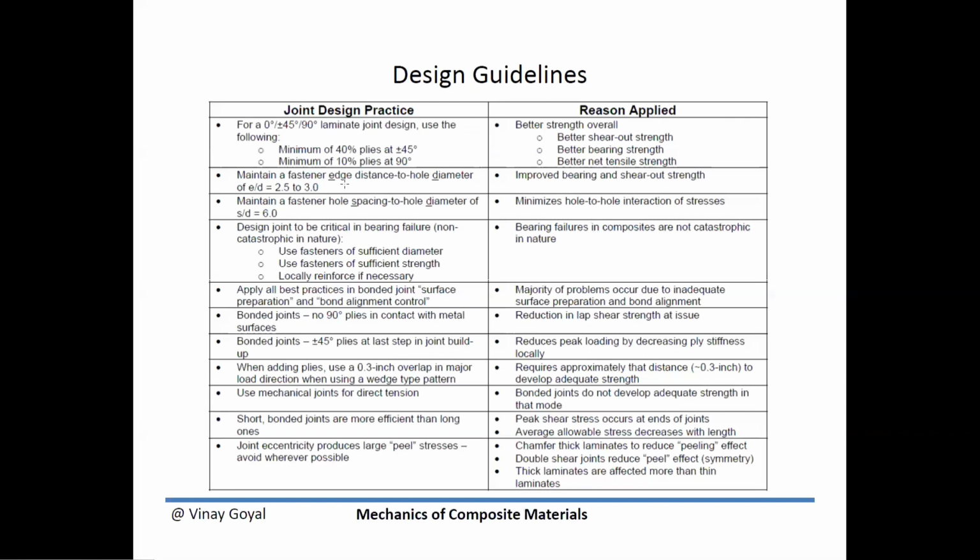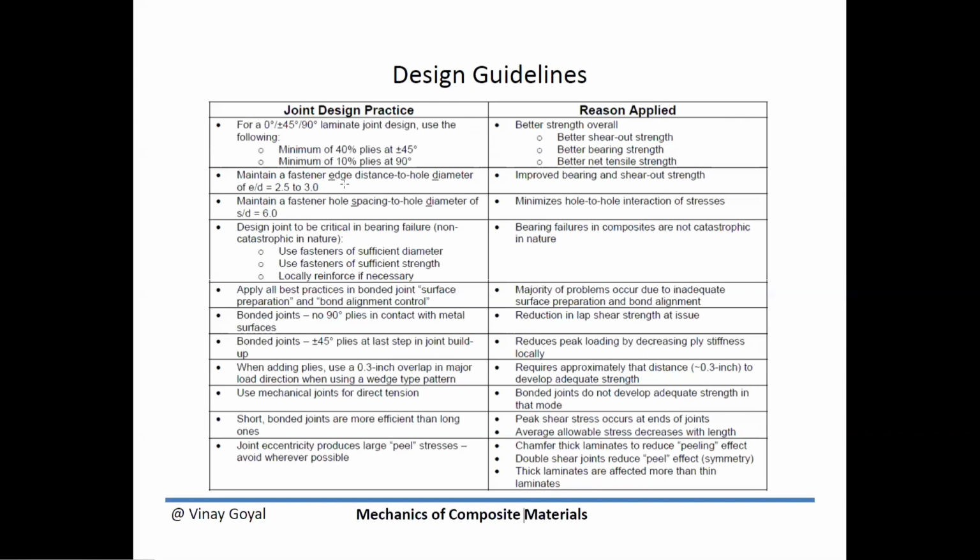Try to design joints to be bearing critical because they tend to be non-catastrophic. So use fasteners of sufficient diameter, sufficient strength, and locally reinforce as necessary to try to induce a bearing failure and not have a catastrophic failure.